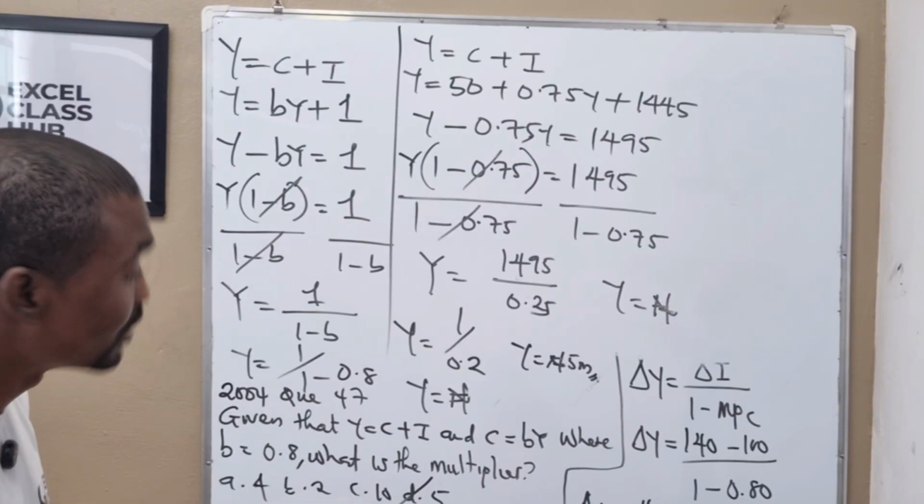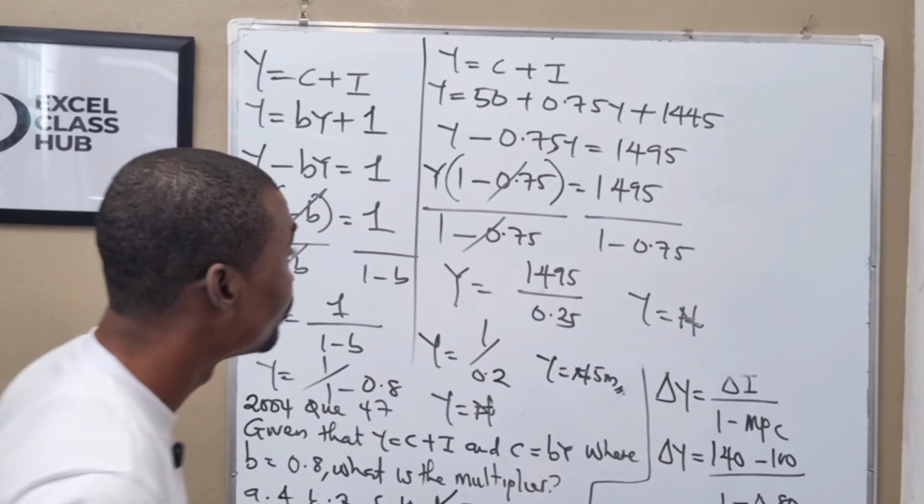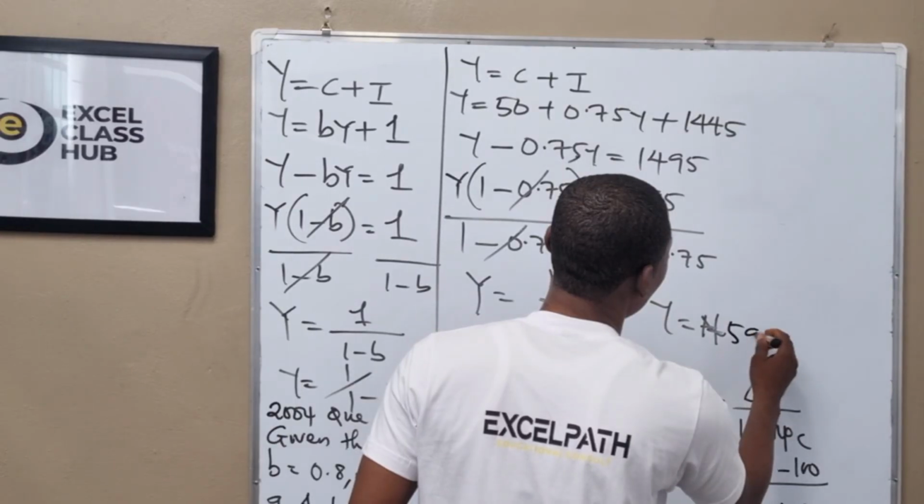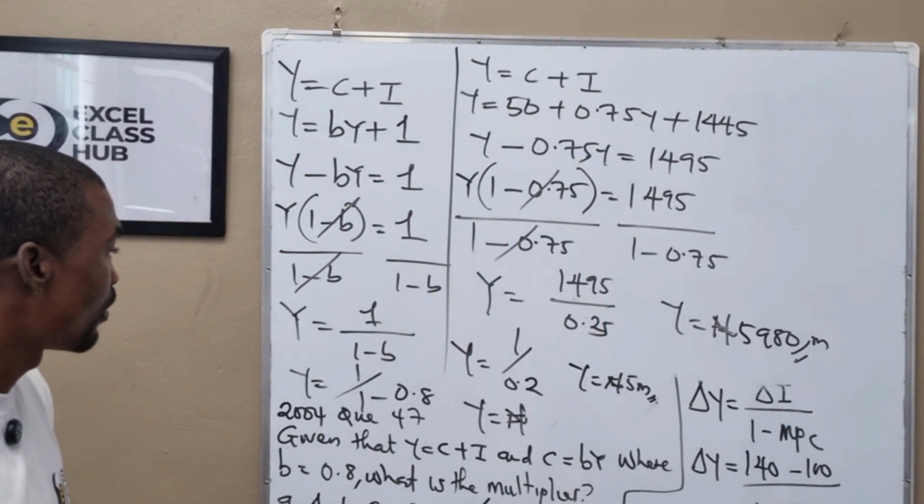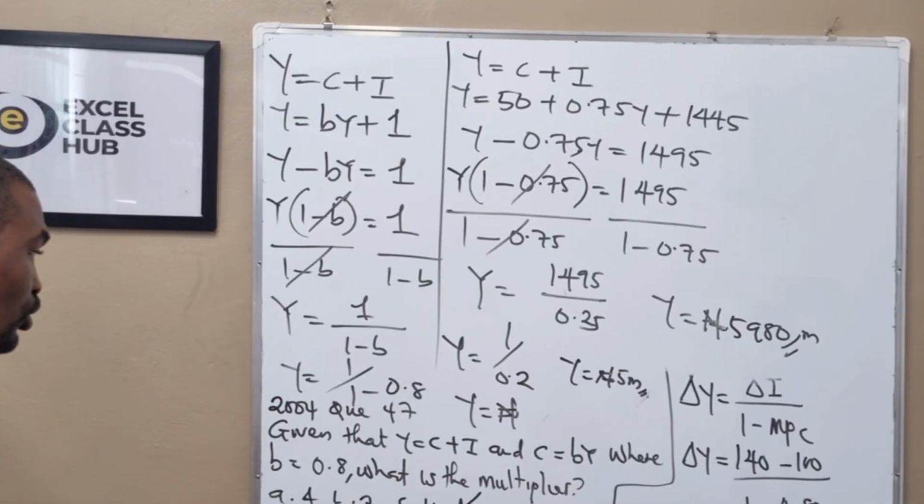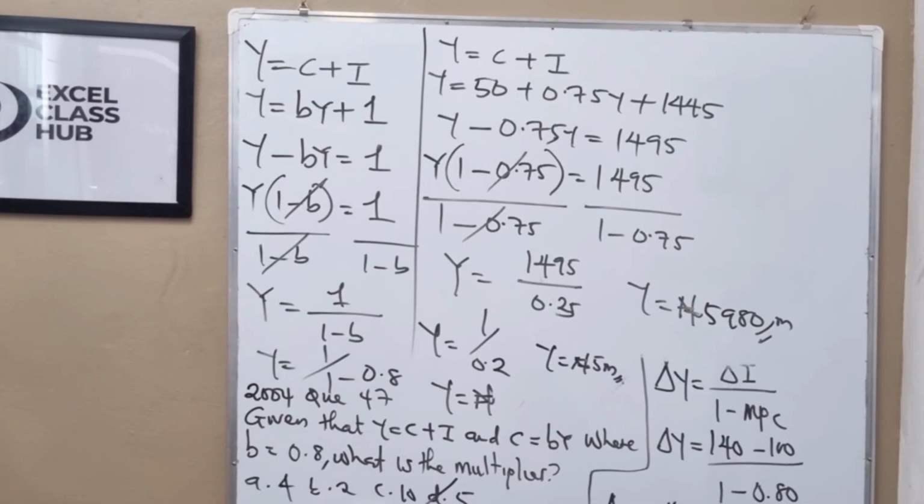1495 divided by 0.25. That's 5,980. So that is the answer to that question.